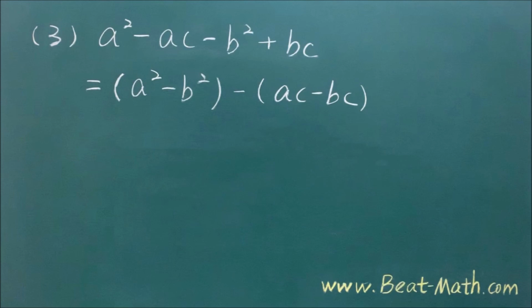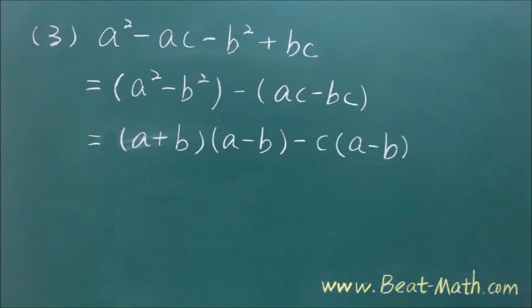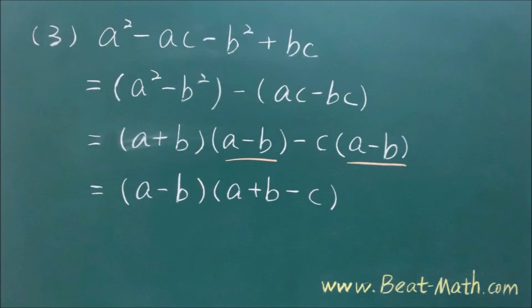Rewrite the polynomial into the quantity of a plus b times the quantity of a minus b minus c times the quantity of a minus b. Then we get a new common factor, a minus b. Factor it out, we get the quantity of a minus b times the quantity of a plus b minus c.